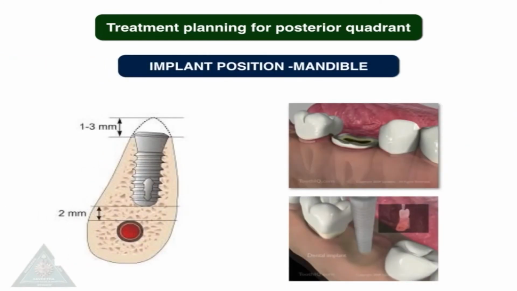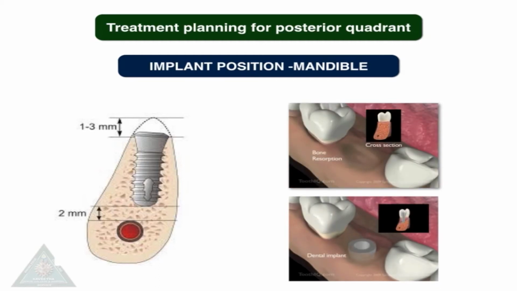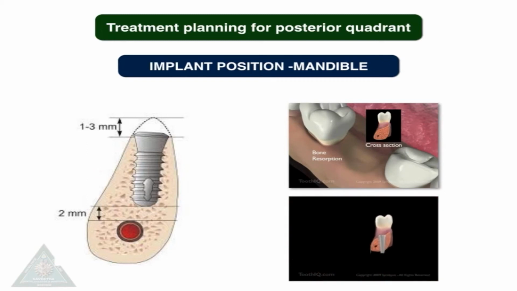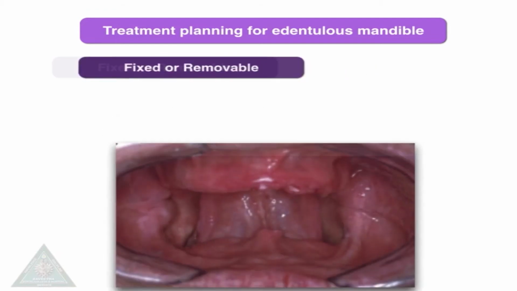And implant position in mandible. So just have a look at this video. After the tooth extraction, there is bone resorption, and then the placement of the implant without proper evaluation. So this requires a shorter implant or a bone graft is required. Next, treatment planning for an edentulous mandible. As we mentioned before, it can be fixed or removable.